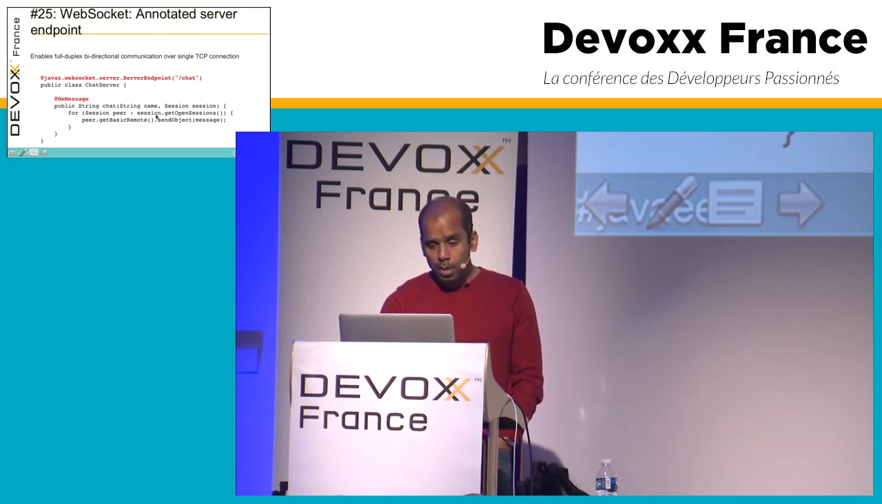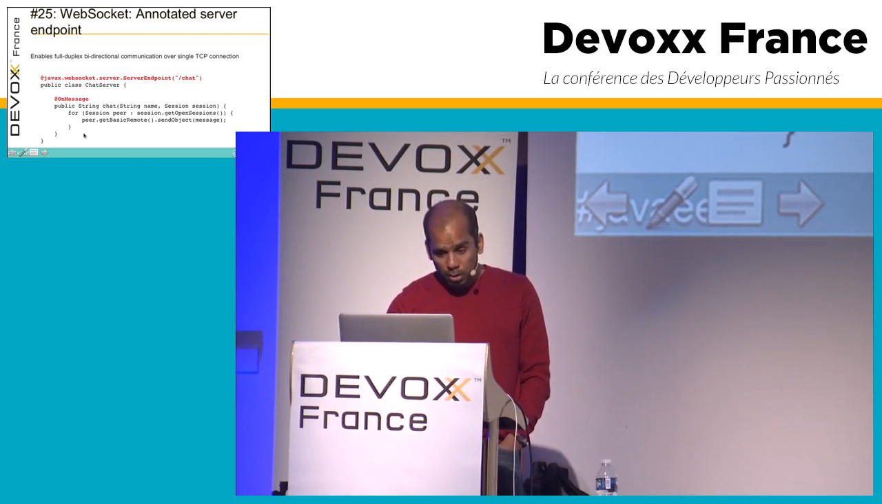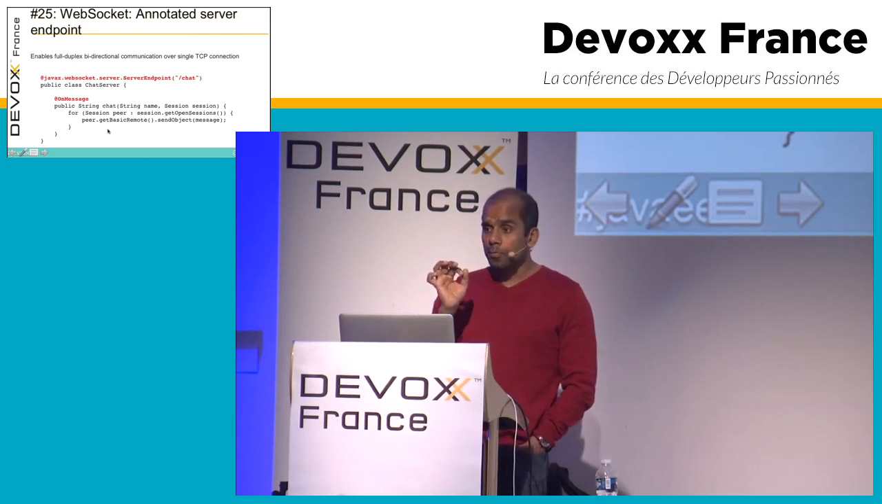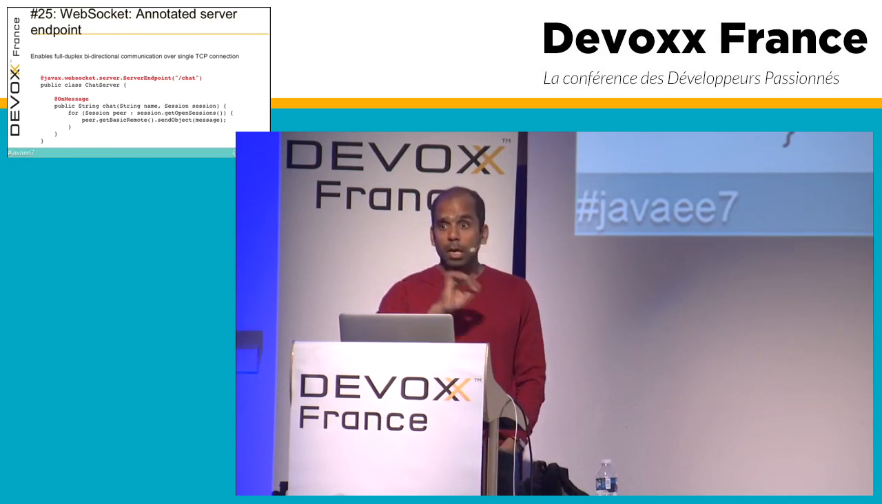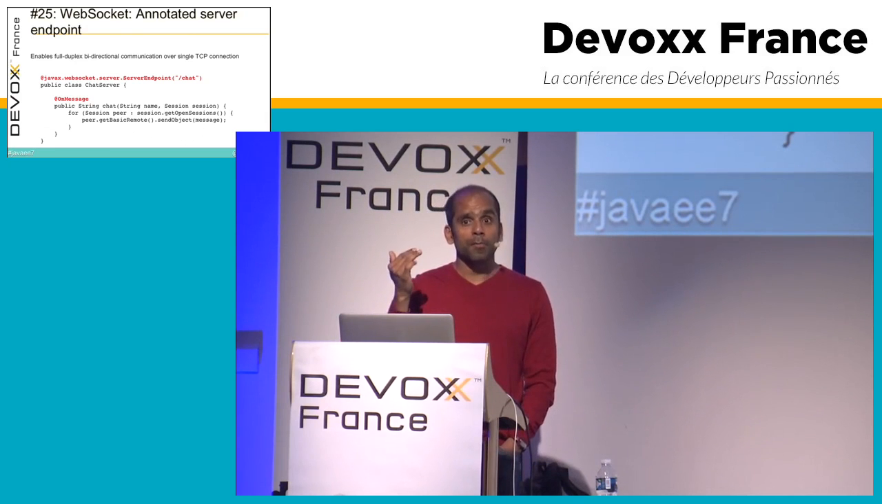So for example, here I'm saying, give me all the open sessions on this server, and then on each session, I'm just sending the object that is being received over here. So the text object. So this is a very classic chat server. But just this line by itself is going to serve as a chat server for you. Just this class packaged into a WAR file, just a single class, no deployment descriptor, is going to be a fully functional chat server.